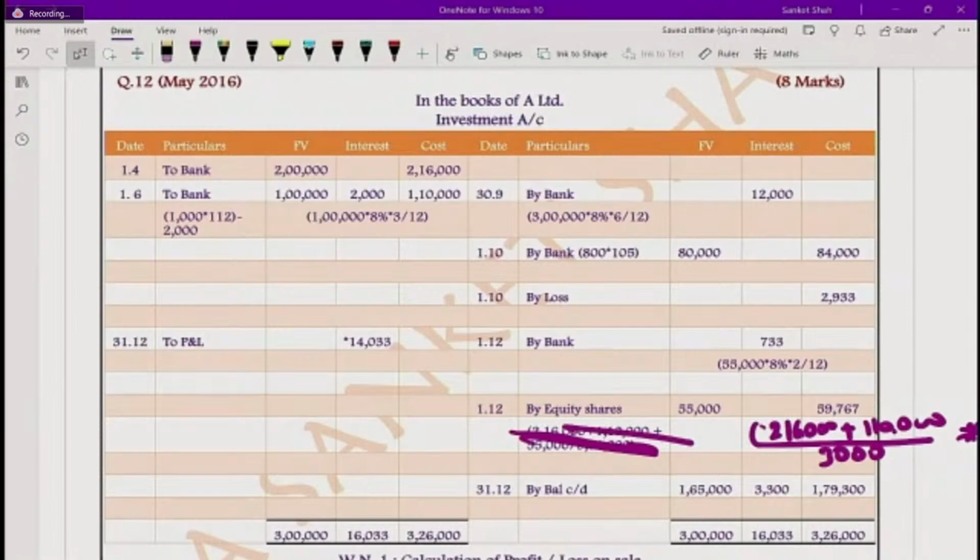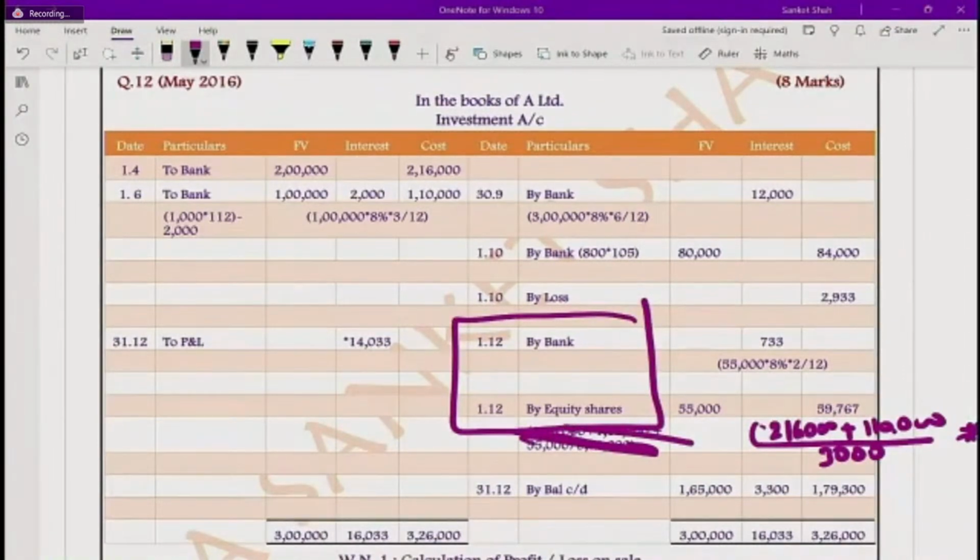These two entries are important ones. By loss, no. These two, the red pen entries.